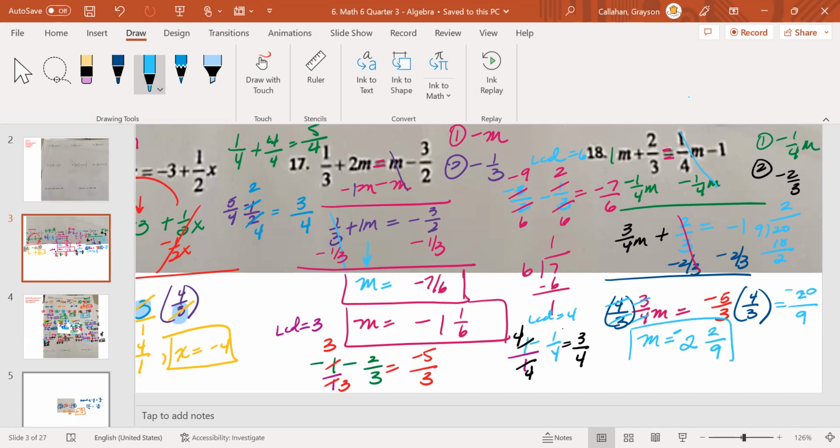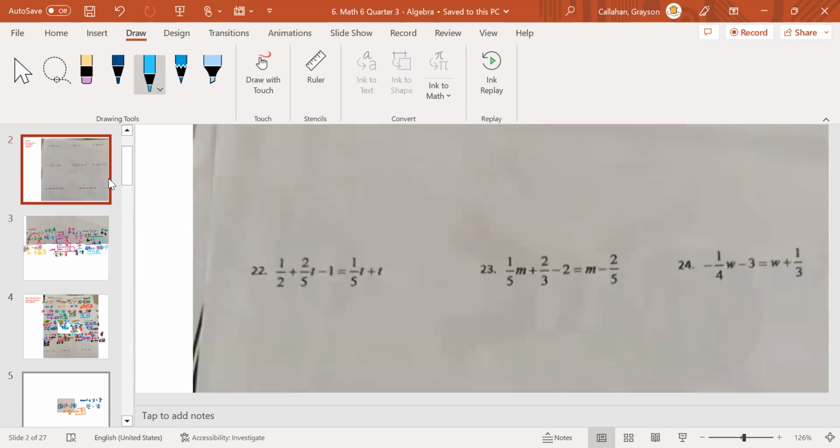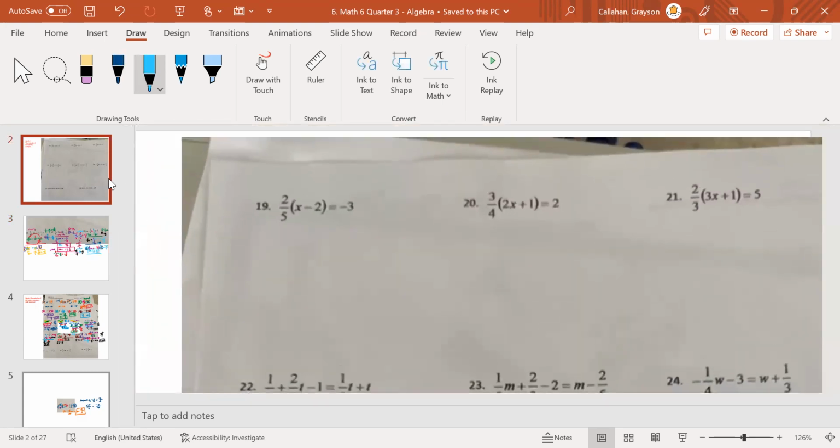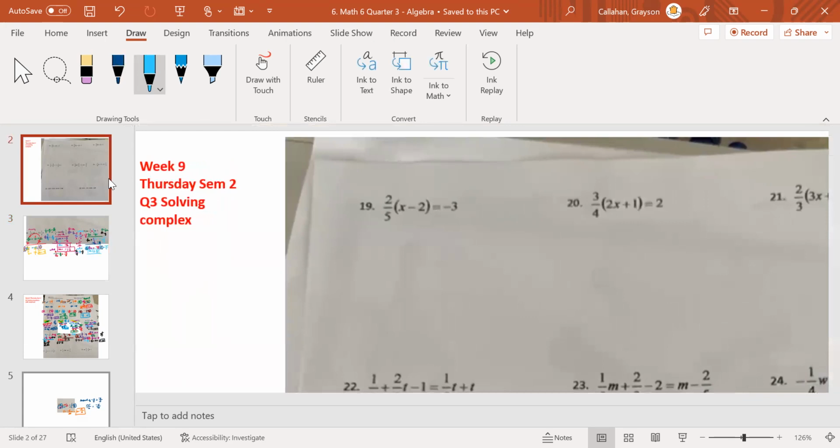2/9. And that is your answer for number 18. Okay, so then flip your paper over to the back. You have several more. Let's go ahead and take a look at number 19.